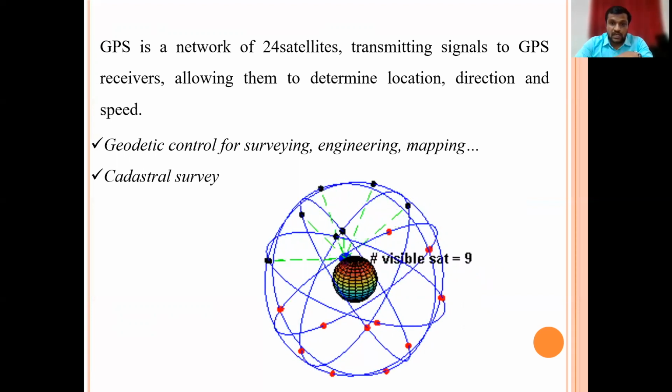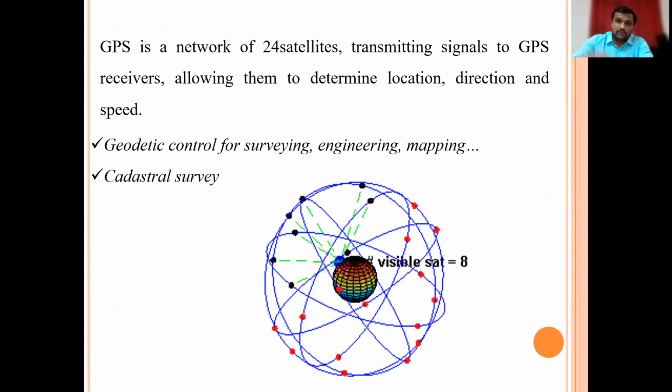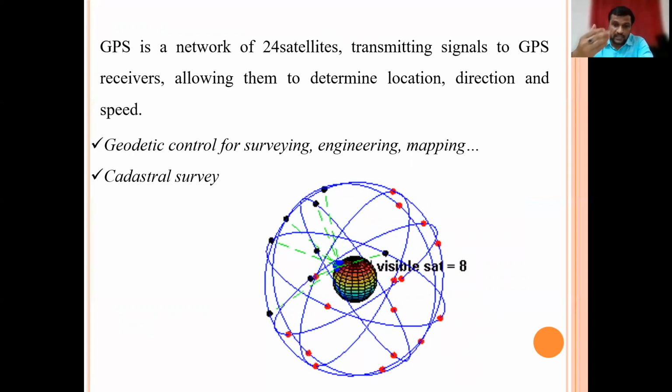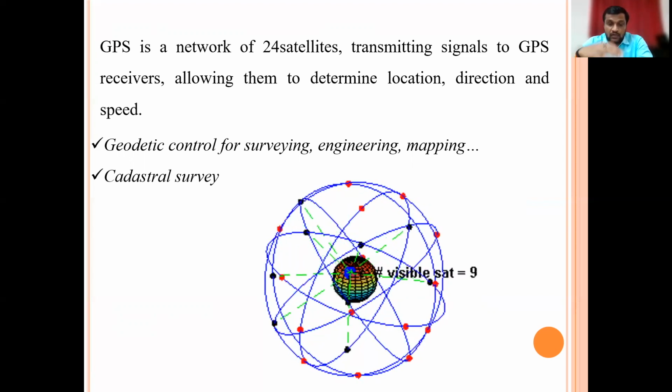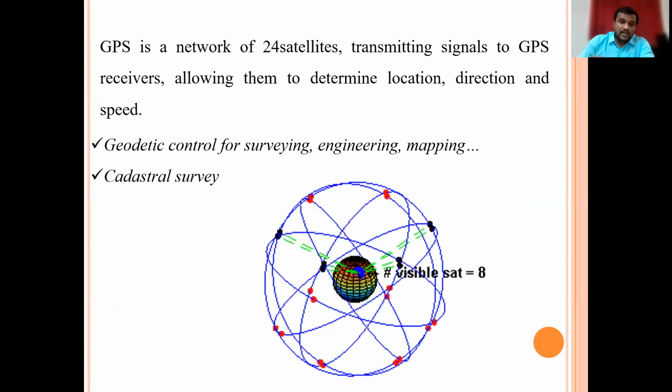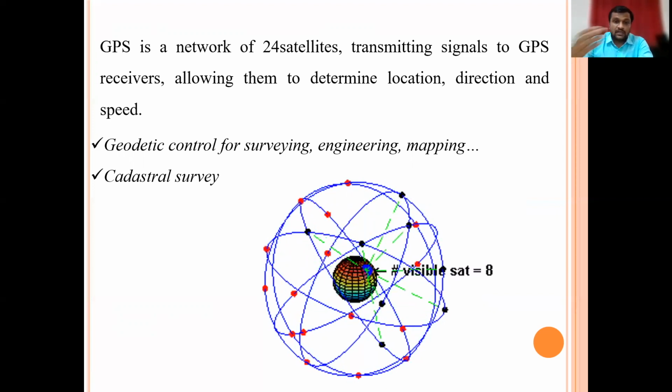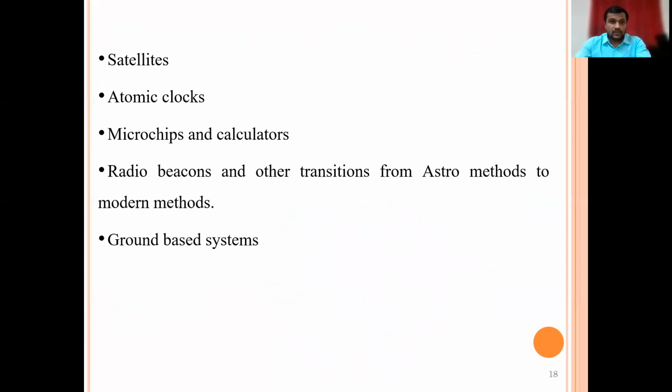In this animation, you can see how these GPS satellites revolve around the Earth in different orbital planes. In each orbital plane there are at least 4 satellites, and there are a total of 6 orbital planes. So we have 24 satellites revolving continuously around the Earth. The Global Positioning System has various components. It has satellites, atomic clocks, microchips and calculators, radio beacons, and other transmissions, from astro methods to modern methods and ground-based systems.